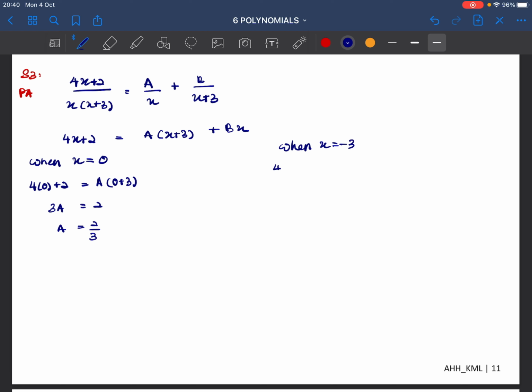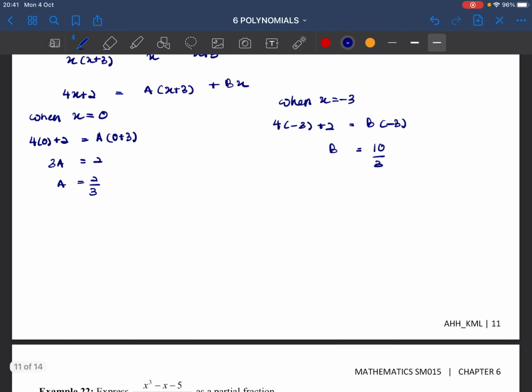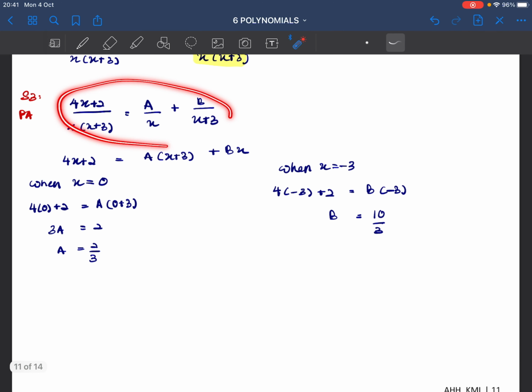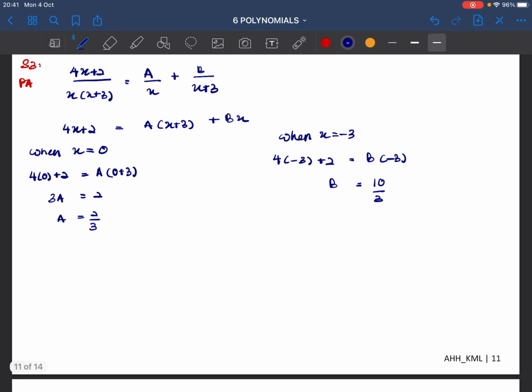So now here we have 4(negative 3) plus 2 equals to, this one straight away will be 0. And we have B(negative 3). And straight away you will get your B equals to 10 over 3. Okay, jangan lupa every time you do your proper fraction, make sure to express your answer first. Okay, write your answer, which is we have from this part, 4x plus 2 over x plus 3 equals to, our A is 2 over 3x, our B is 10 over 3(x plus 3). Okay, so that is your proper fraction.